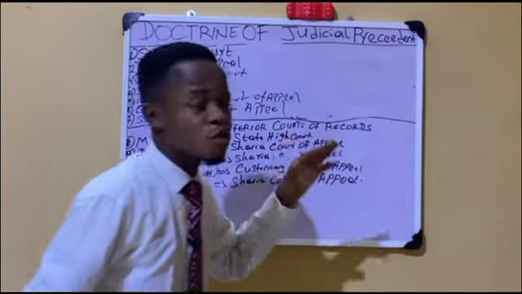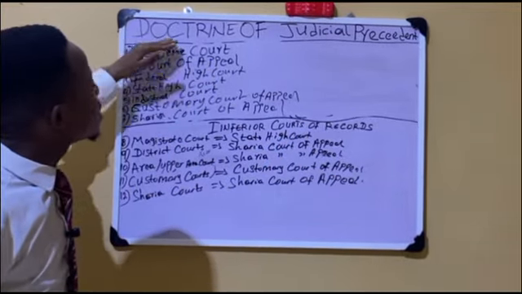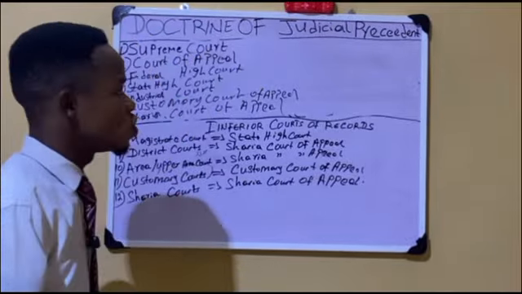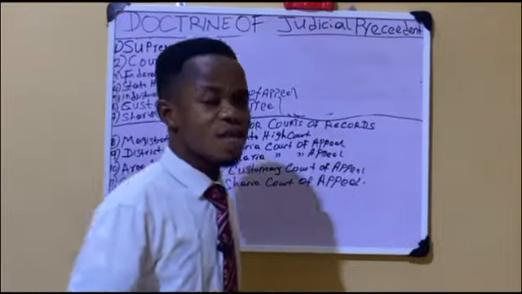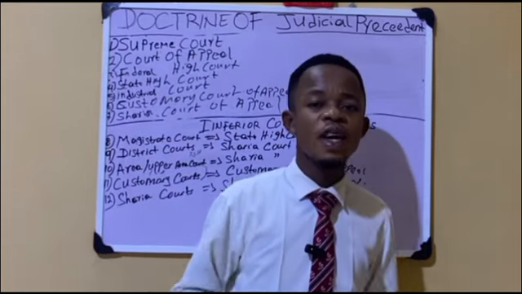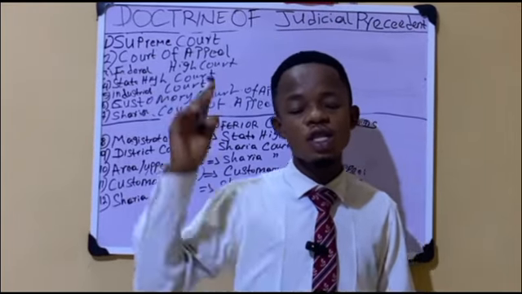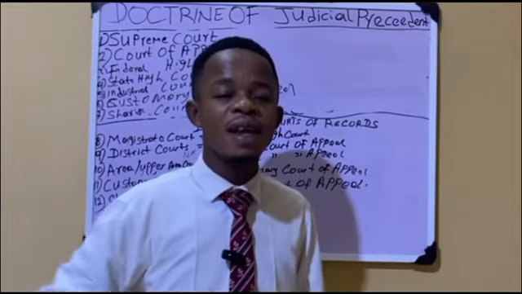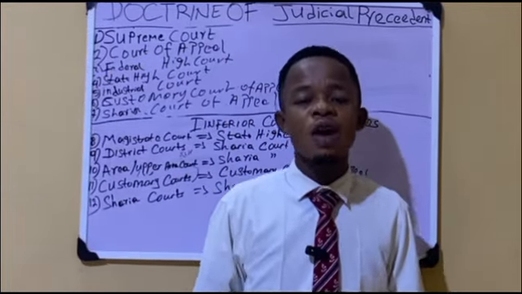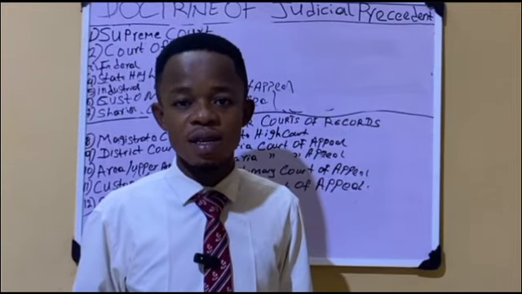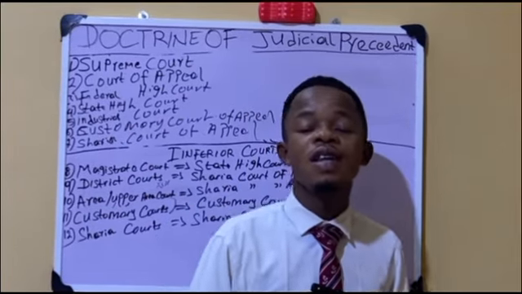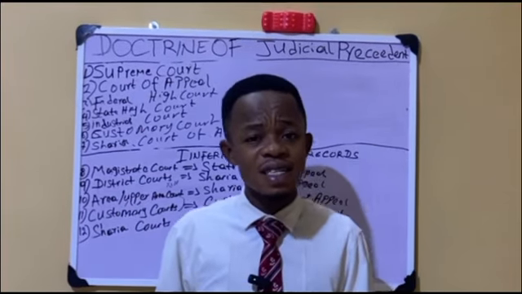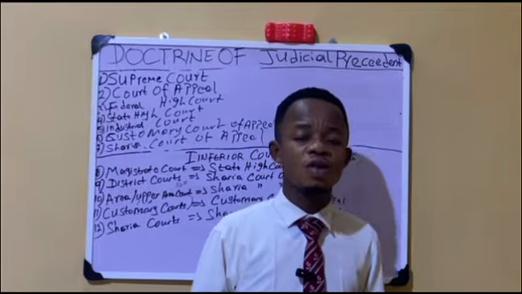Now, let us move to the doctrine of judicial precedent. When we say doctrine of judicial precedent, what do we mean? The doctrine of judicial precedent is a principle or a doctrine that suggests that the authority of the higher court is binding on the lower courts. Another name for it is Stare Decisis, which in English means let the decision stand. Stare Decisis is a Latin phrase that means let the decision stand.